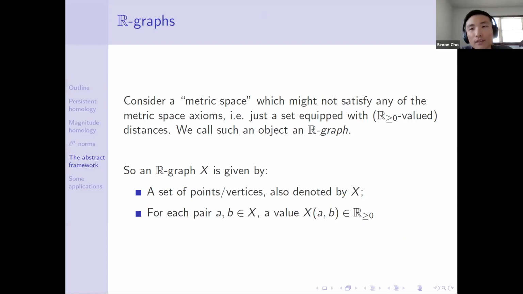So we can imagine a metric space that doesn't have any right to be called a metric space. It's actually just what we might call an R graph. So that's just a graph. It's a set of points or vertices, and each pair of vertices is equipped with a non-negative real number value representing its distance. But it might not obey any of the rules for metric spaces that we're familiar with. It doesn't even have to be symmetric, for example. Okay.